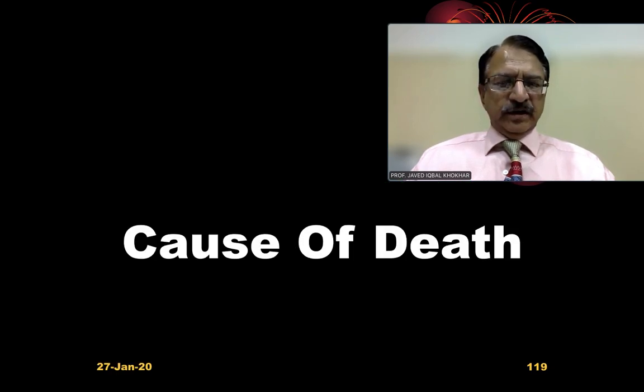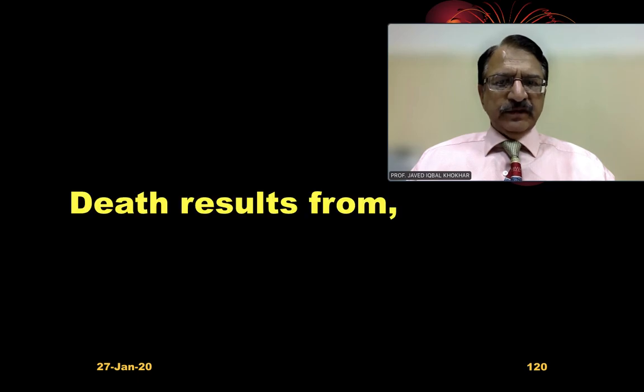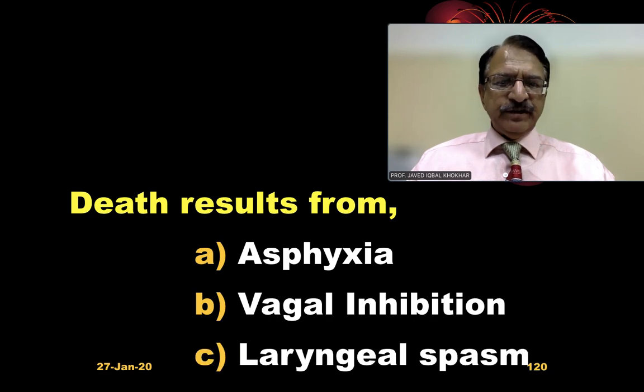Now, what is the cause of death? The death results from asphyxia, from vagal inhibition, or laryngeal spasm. Laryngeal spasm will again cause asphyxia.